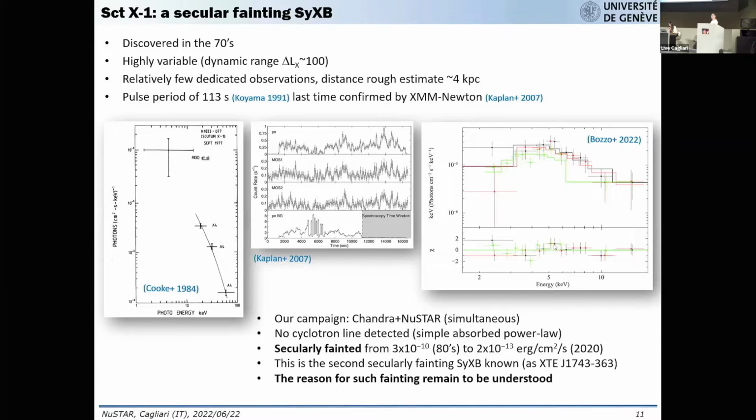It's not the first symbiotic X-ray binary. We know at least another one that made the same evolution. And this is interesting from the stellar point of view, because in principle, you expect that the stellar wind should always be there, as well as accretion. So the reason for this secular fading is not at all understood. We are investigating this with our stellar colleagues. We have no explanation so far, but it's clearly something that is interesting and to be explored in the future. So with this, I conclude, and thank you very much.